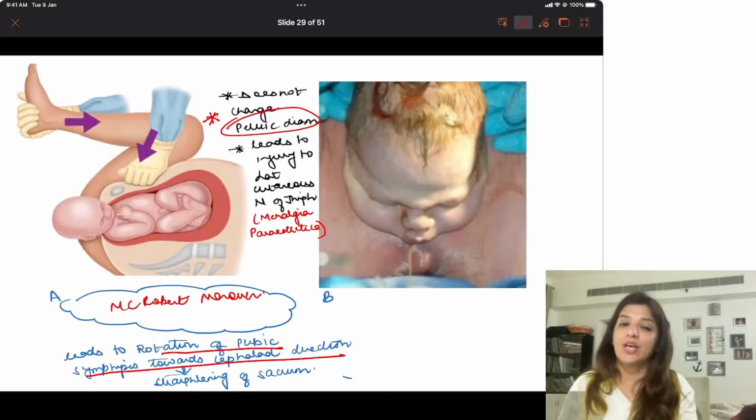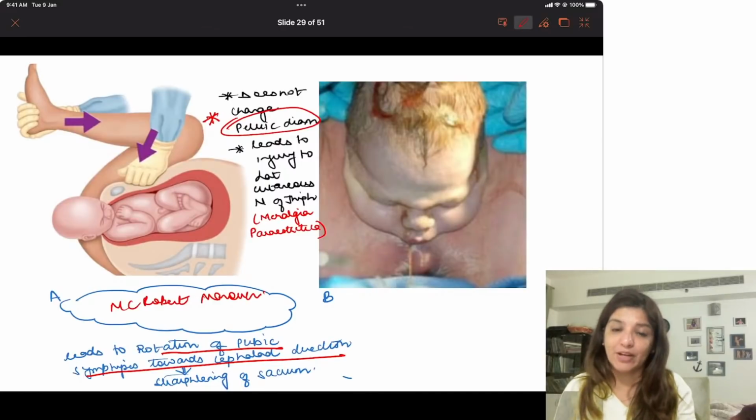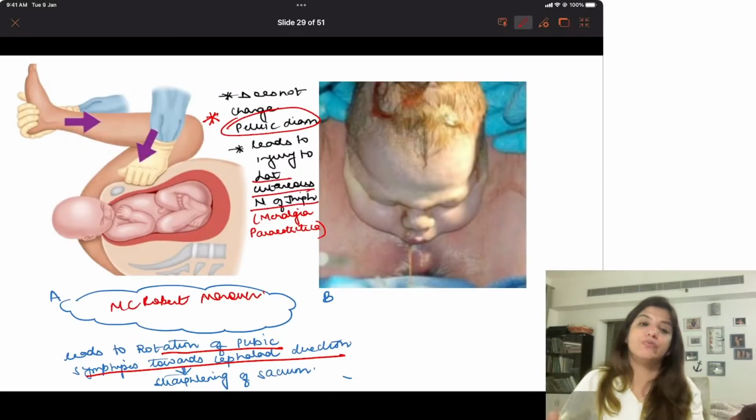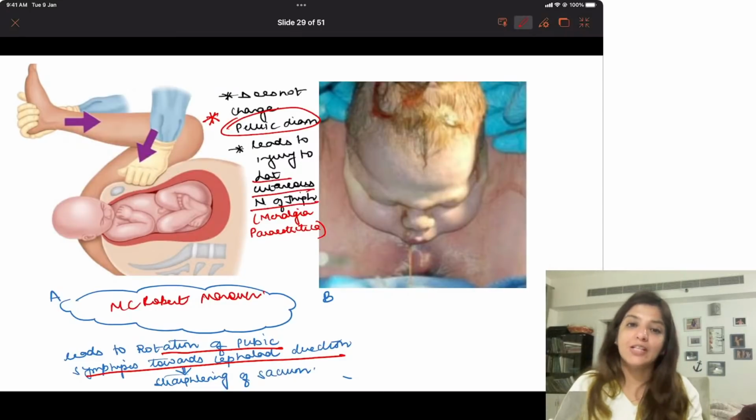The other question which they ask you is, what is the most common nerve which is damaged due to McRoberts maneuver? It leads to injury to the lateral cutaneous nerve of the thigh, right? Meralgia paresthetica. So it leads to injury to the lateral cutaneous nerve of the thigh.